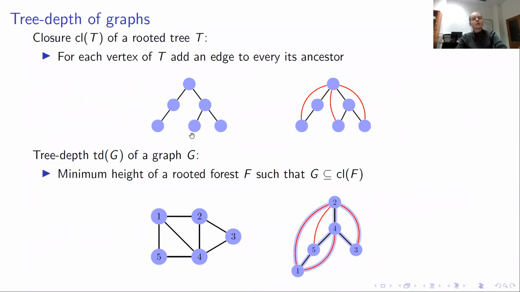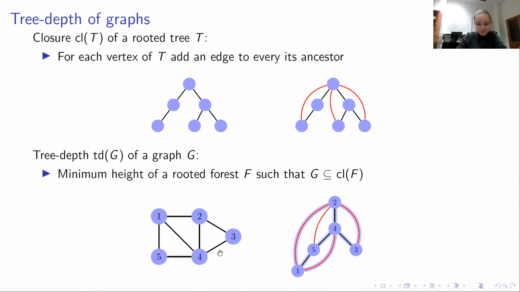For this, I need the notion of closure. If I have a rooted tree, then I can obtain its closure in this way: I take each vertex and add an edge to every one of its ancestors. In this picture, the red edges are the closure. And then the tree depth of a graph is the minimum height of a rooted forest such that the closure of the rooted forest contains the graph G as a subgraph.